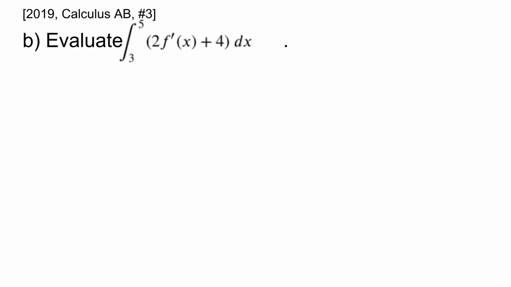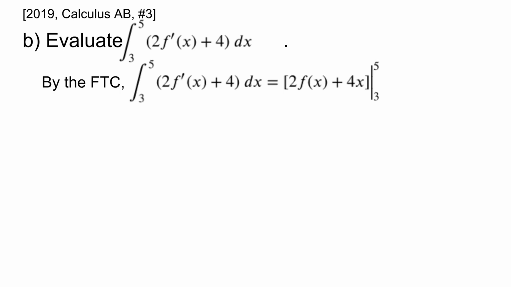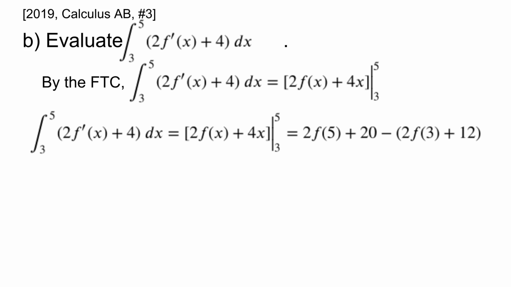In part B of this question, we are asked to evaluate the integral from 3 to 5 of 2 times f prime of x plus 4 dx. So using our knowledge of the fundamental theorem of calculus, the integral from 3 to 5 of 2 times f prime of x plus 4 dx will be 2 times f of x plus 4x evaluated between 5 and 3. That will give us a result of 2 times f of 5 plus 20 minus the group 2 times f of 3 plus 12.